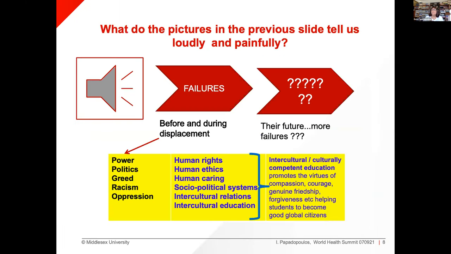So what do the pictures tell us, and who are those people that are painfully present in the pictures? Well, for me, they represent failures before and during displacement, and there are lots of failures after, during people's travels and in being accepted by host countries. And in my view, again, it relates to a lot of the things that the previous speaker mentioned. These failures are about power, politics, greed, racism, oppression, and so forth. So the opposites really of all the things that the Declaration of Human Rights says.